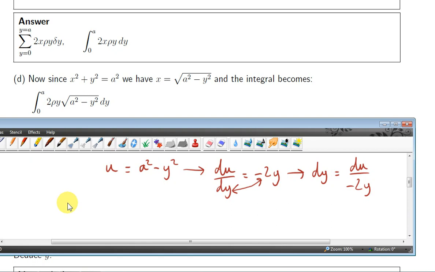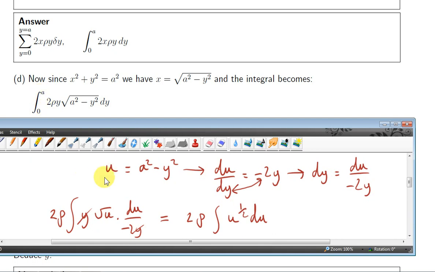So now we rewrite our integral. So we have the 2 rho that can come out. We have a y. We have the square root of u. So we plug in for u. And then we have dy, which is du over minus 2y. You can see that the y's cancel. So the integrand just involves u. That's what we want. And it's a simple function to integrate. We're integrating u to the power of a half with respect to u.